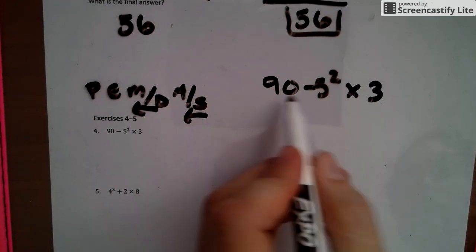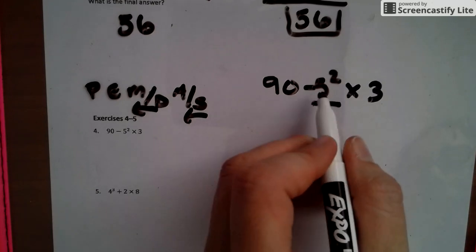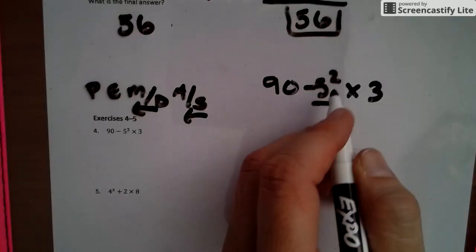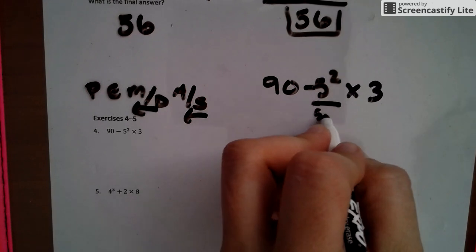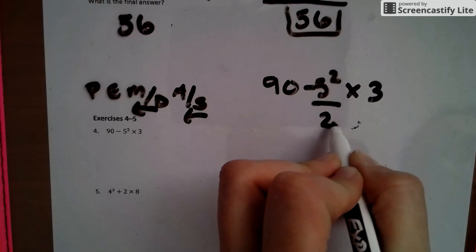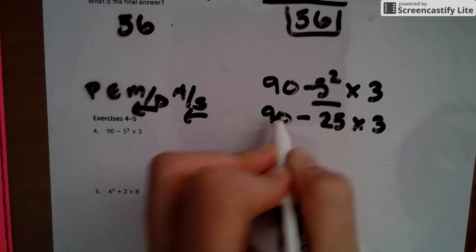So we ask ourselves, are there parentheses? Nope. Are there exponents? Yes. 5 to second power means 5 times 5. It's a 5 written 2 times. So it's like this, 5 times 5, okay? So 5 times 5 is 25. I didn't underline anything else besides that, so I have to bring everything else down.